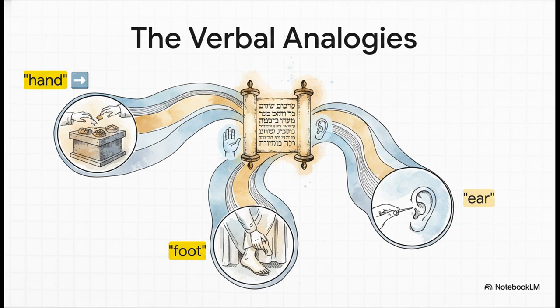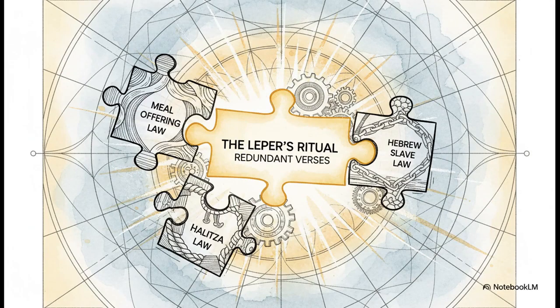And the extra right foot, that connects to a whole other law about removing a shoe, a ritual called halitza. And finally, the extra right ear. That solves a question about the law of a Hebrew slave. 3 different mysteries, all unlocked by one single key. I mean, this is the big aha moment.